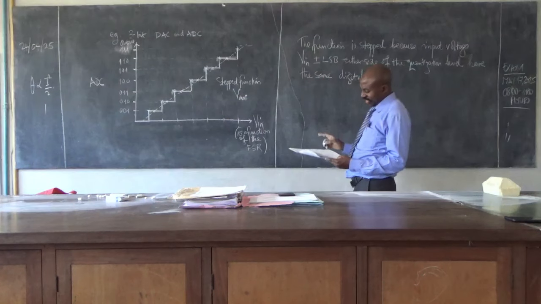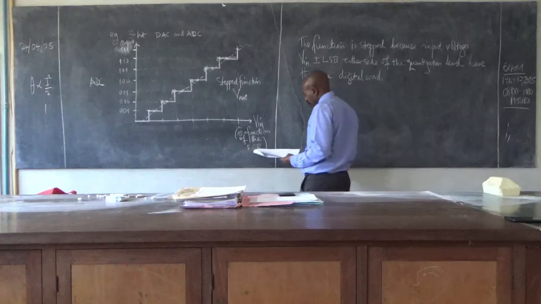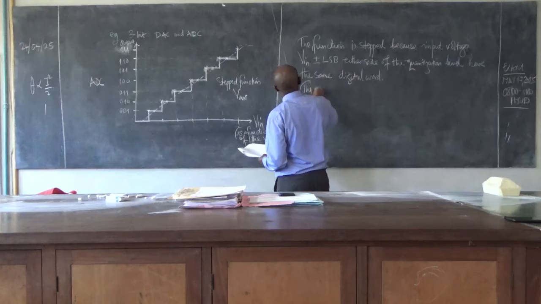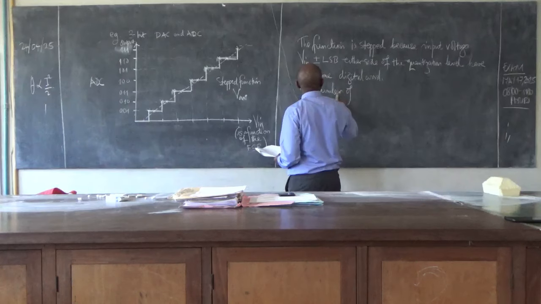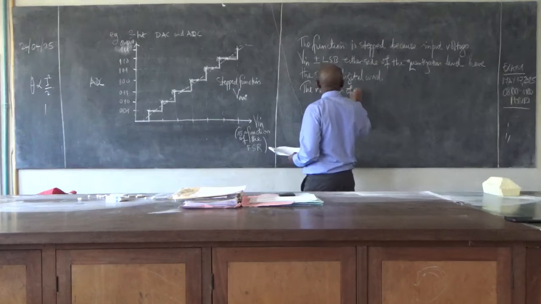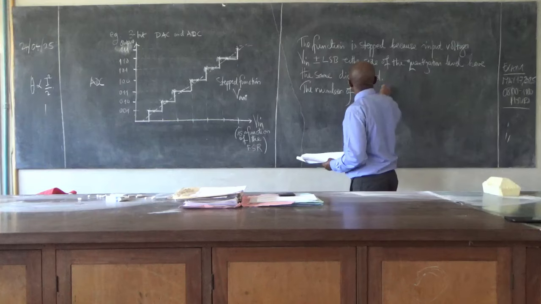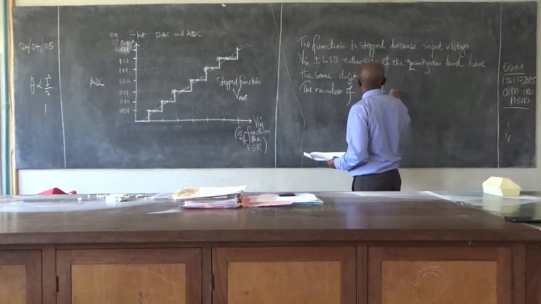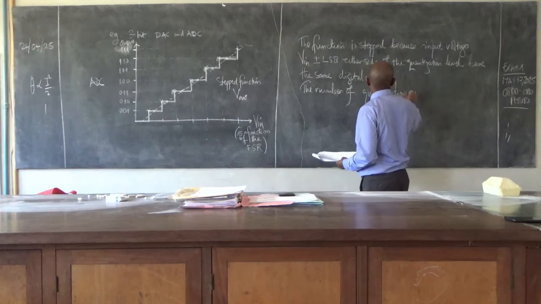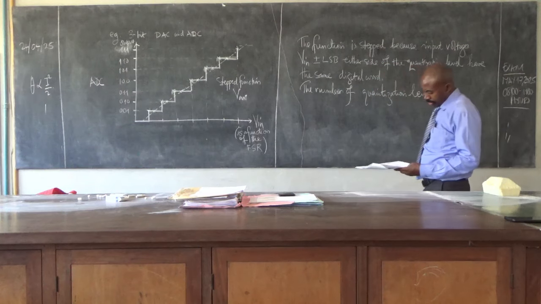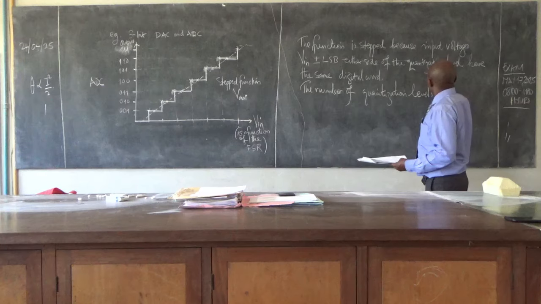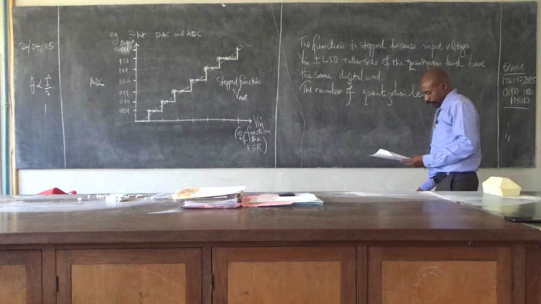So there were sentences. The number of quantization levels is 2 to the power n, where n is the number of bits.